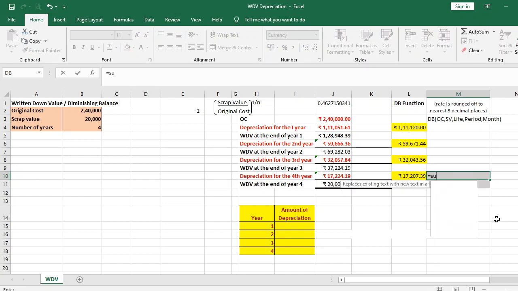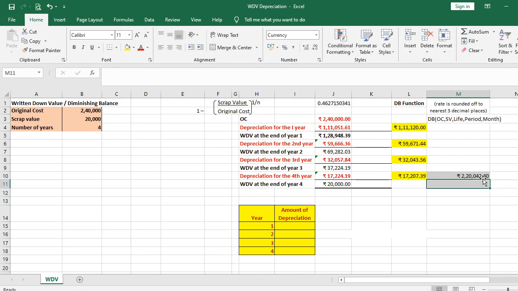So I go for is equal to SUM, open parenthesis, I choose these, close parenthesis, enter, I get 2,20,042.40. So let me take the original cost 2,40,000 minus depreciation for 4 years. Therefore, I'll get the scrap value here. It is 19,957.60. It should be 20,000. There is a difference of rupees 42.40 because of rounding off.